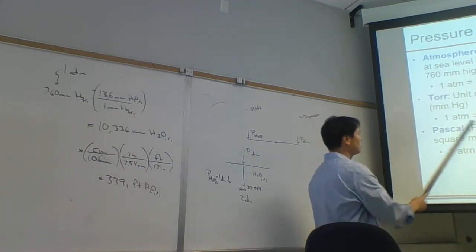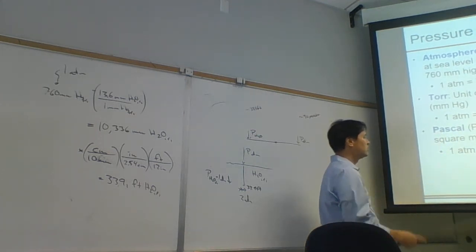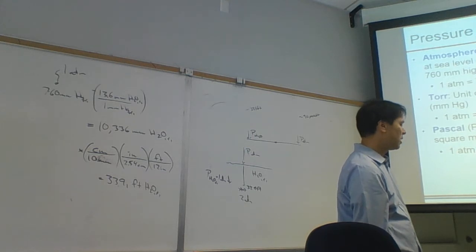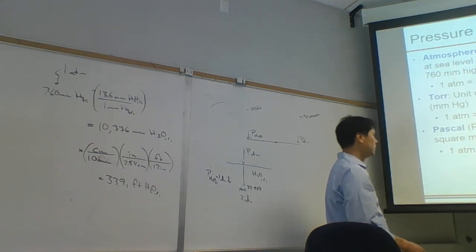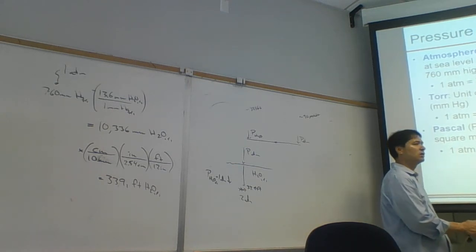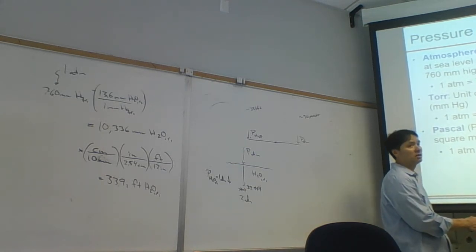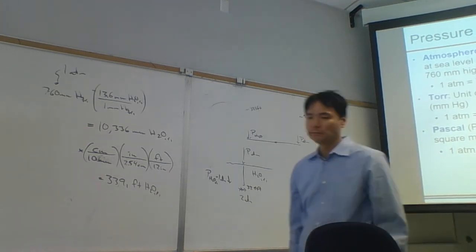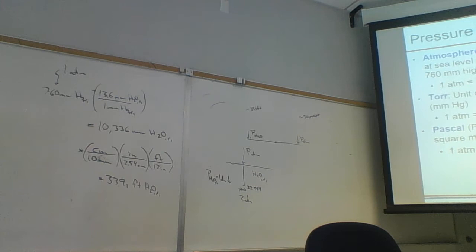This is the SI unit, Pascal. The SI unit comes from physics. And so this is a definition based on kilogram and gravity and all that kind of stuff. This is Pascal. It turns out 1 atmosphere is equivalent to 101,325 pascals exactly. This is exact. The Pascal.